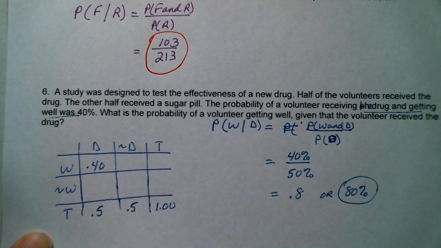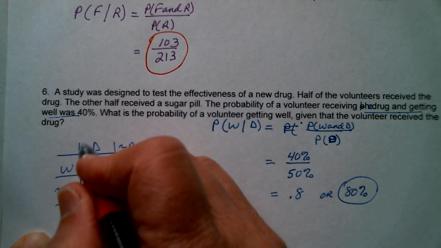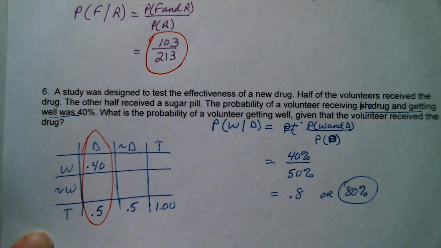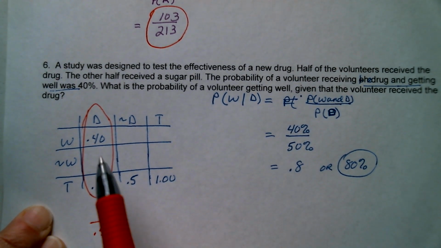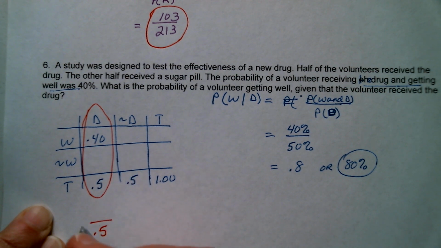What was the probability of a volunteer getting well given the volunteer received the drug? So given they received the drug, we're looking at this, probability of getting well. Okay, received the drug. So out of the 0.5 that received the drug, the probability they are well is 0.4.